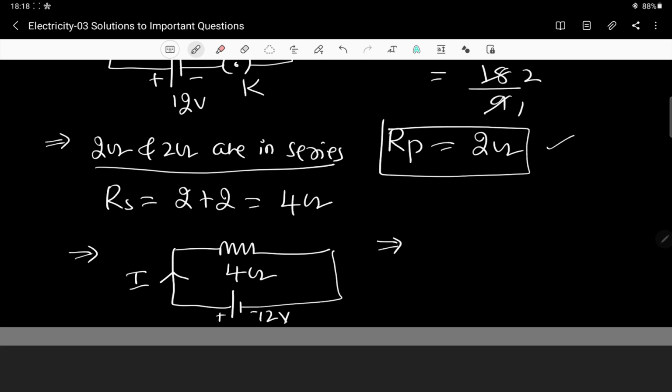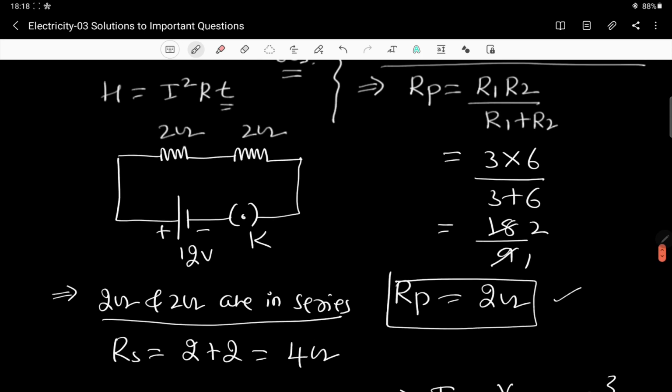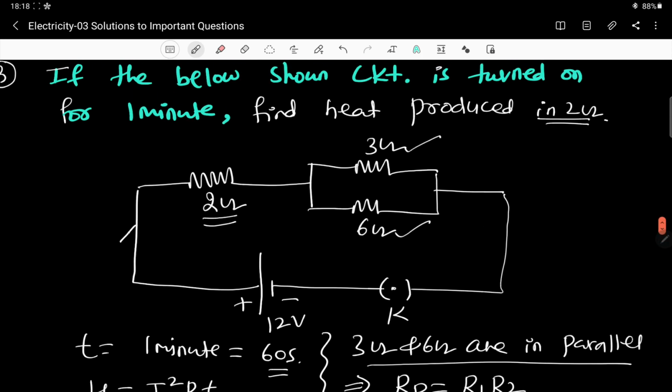Now in this, can you find out the current? Definitely we can find out the current. Current is equal to V divided by R. V is 12 and R is 4. 4 ones are 4, 4 threes are 12. So we get current equal to 3 ampere. So 3 ampere current is flowing here. If 3 ampere is flowing here, then 3 ampere must be flowing here also, correct? So 3 ampere flows here.